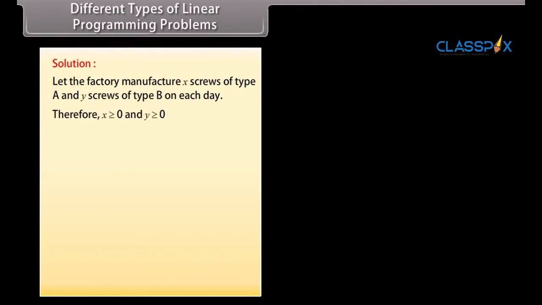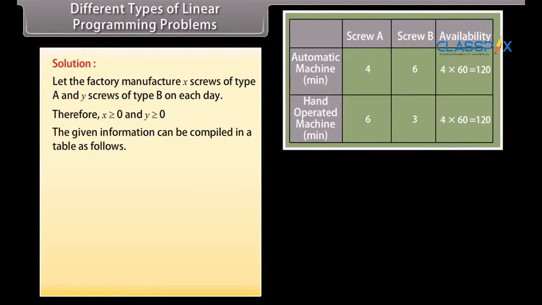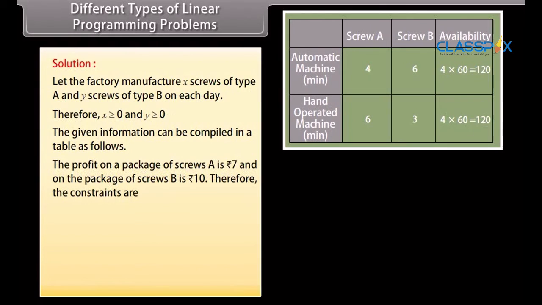Therefore, x is greater than or equal to 0 and y is greater than or equal to 0. The given information can be compiled in a table as follows. The profit on a package of screws A is Rs 7 and on the package of screws B is Rs 10. Therefore, the constraints are 4x plus 6y is smaller than or equal to 240.